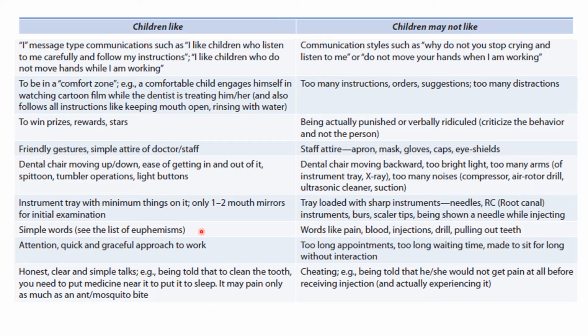Use simple words when you're giving them instructions, and you have to be quick and graceful in your work, right? You have to be efficient. That means you finish quality work in minimum time. All right, and then children like to be told honestly and clearly what they have to do. They don't understand the gray area, they just understand black and white. So when you're telling them that this is going to hurt, that means it's going to hurt.